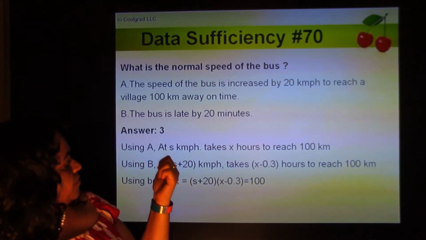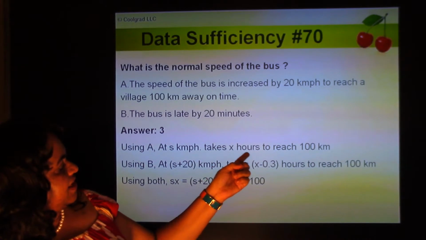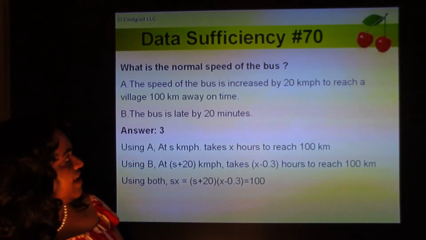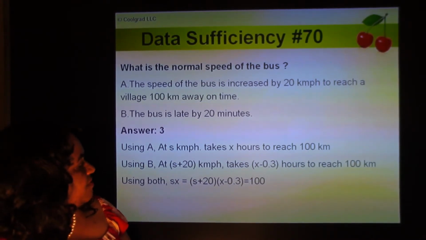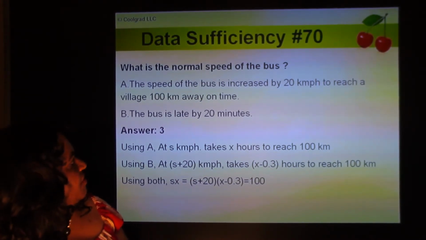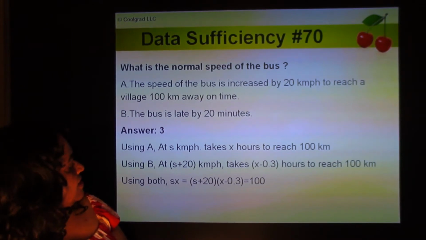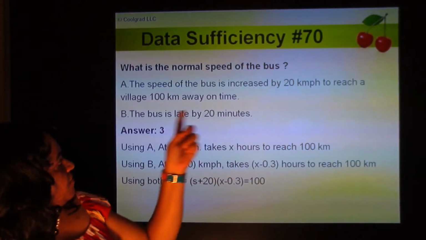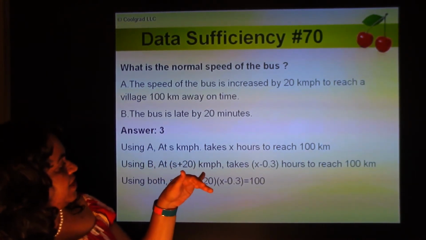Using statement A. At a speed of s kilometers per hour, the bus takes x hours to reach 100 kilometers. Speed is s and time taken is x hours. S times x is 100 kilometers on time. And speed of s is increased by 20 kilometers per hour to reach a village 100 kilometers away. So s plus 20.